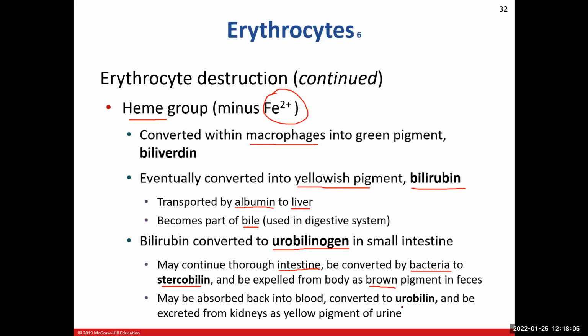And then what gives us the yellow pigment to our urine is when the urobilinogen gets absorbed back into the blood, and then it gets converted into urobilin, gets filtered out or excreted by the kidneys, and that's what gives us our yellowish pigment there in our urine. So a lot of stuff happens there.